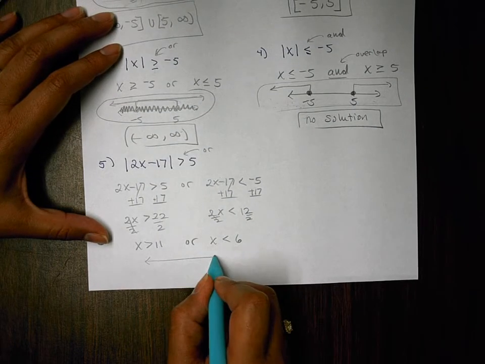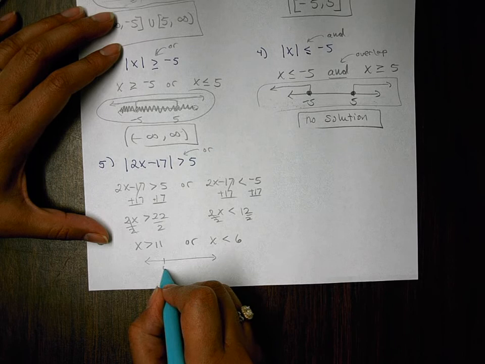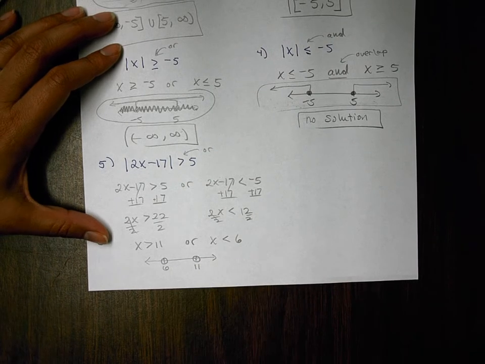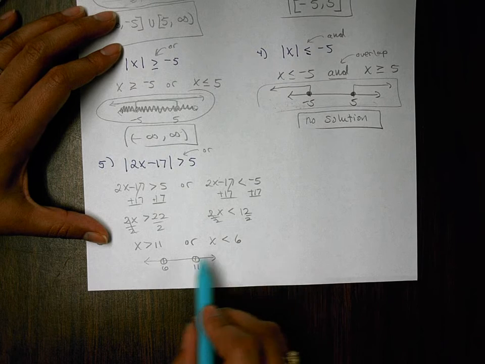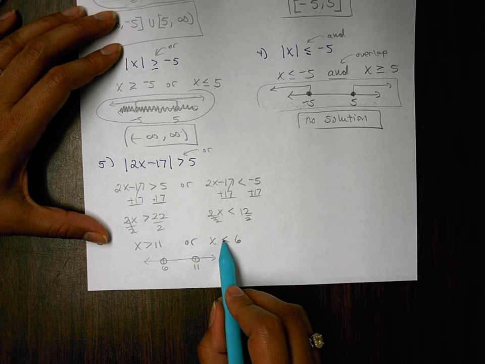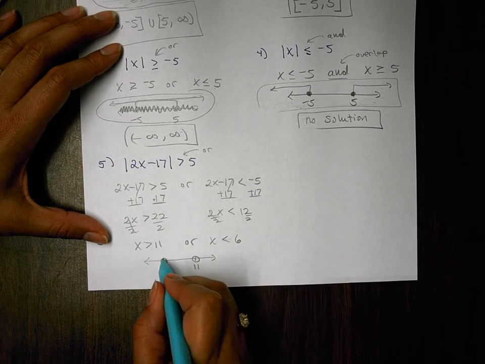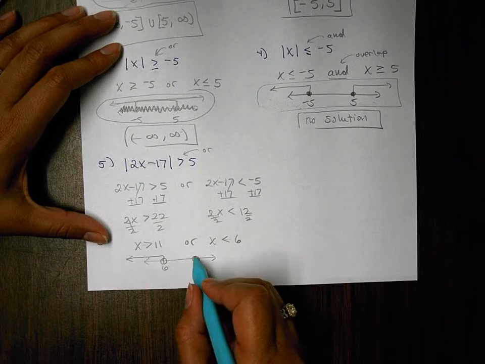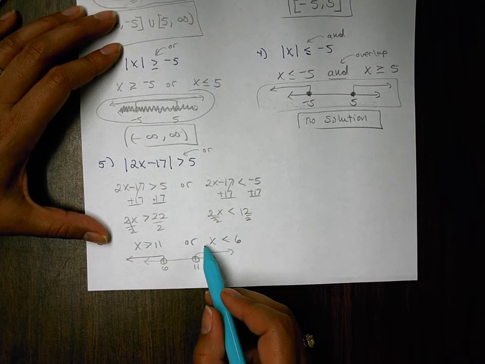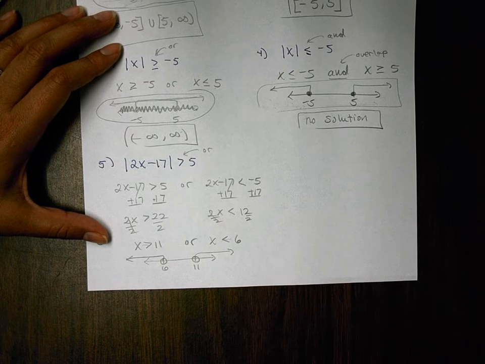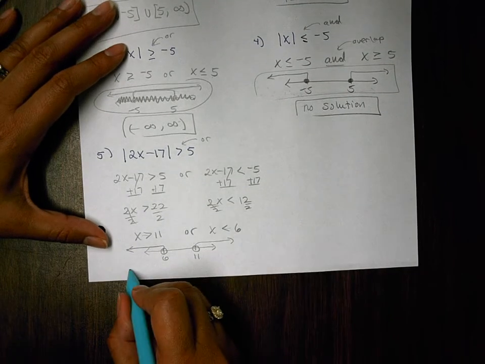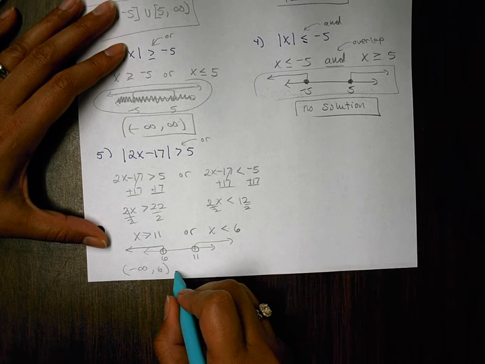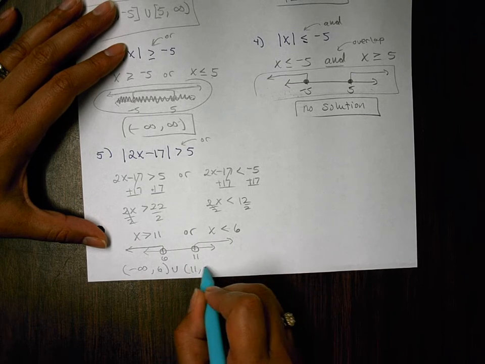All right, smaller number comes first, so that's 6. This is 11, and these circles are open because there's no equal bar on it. I'll do the 6 first. X is less than 6, that means it's going to the left. X is greater than 11, that means all the numbers to the right. And it's okay for ORs to look like boat oars or bunny ears. That is okay. So negative infinity to 6 with parentheses on the 6 because it's an open circle, union 11 to infinity.